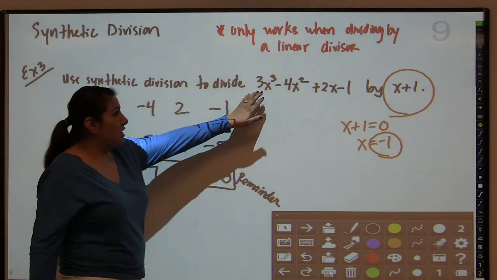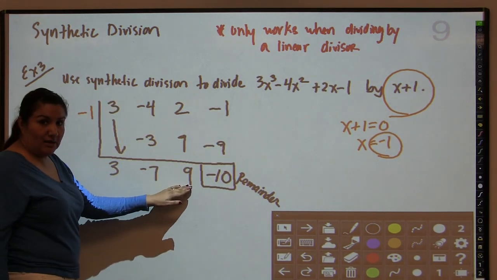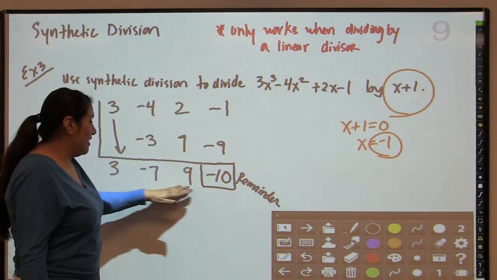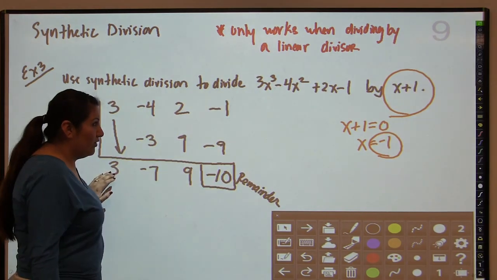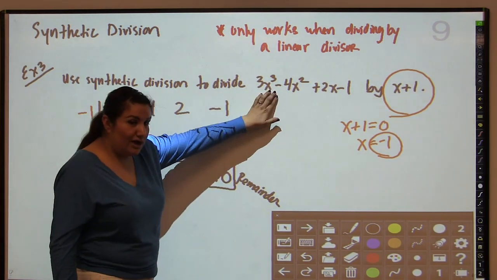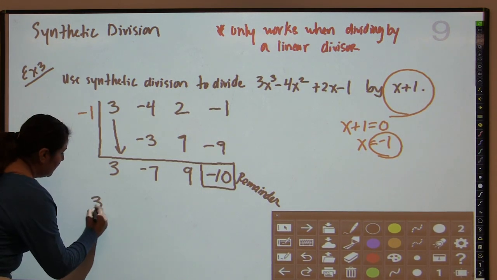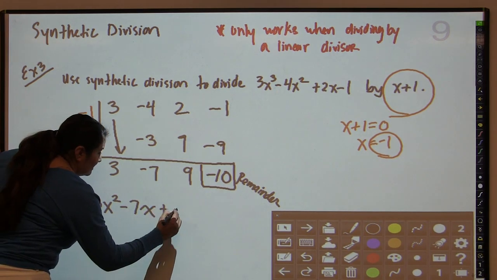In other words, this is a cubic, so these numbers will be a quadratic because it's 1 degree less. Had this been a 4th degree, then these would have been a 3rd degree. Had this been a 5th degree, then this would have been a 4th degree. But because this is a 3rd degree, this is going to be a 2nd degree. So my answer would be 3x squared minus 7x plus 9.